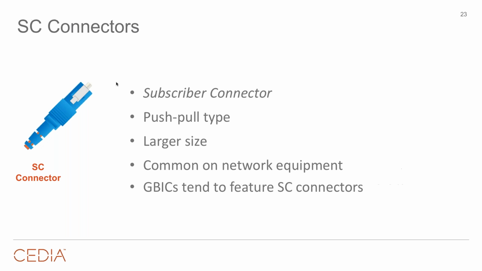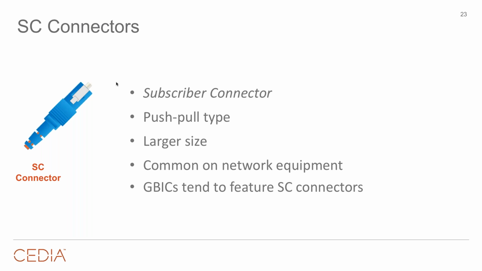We can compare and contrast this to an SC style connector. This is known as a subscriber connector. This is what we saw in a lot of GBIC modules, and we'll look at the difference here between an SFP and a GBIC in a minute. But the punchline is it's a bigger connector. It's what we saw in a lot of the older networking devices. More and more people are moving away from the SC to the LC. The good news is they terminate in really the same way using the same tools.